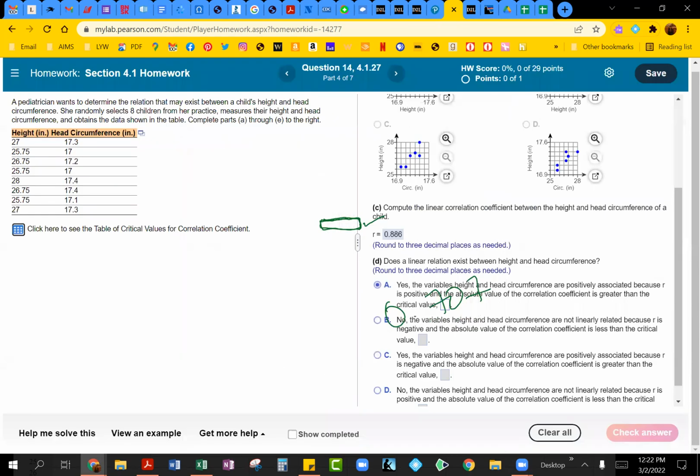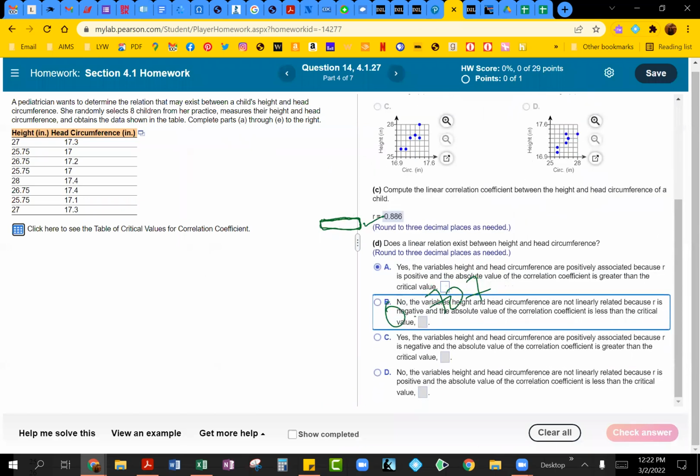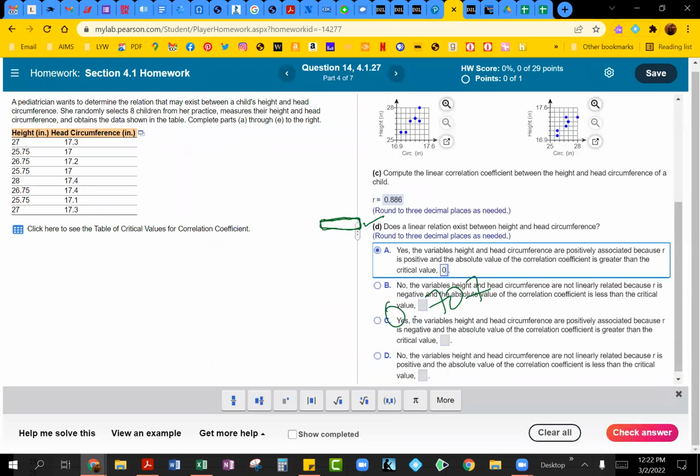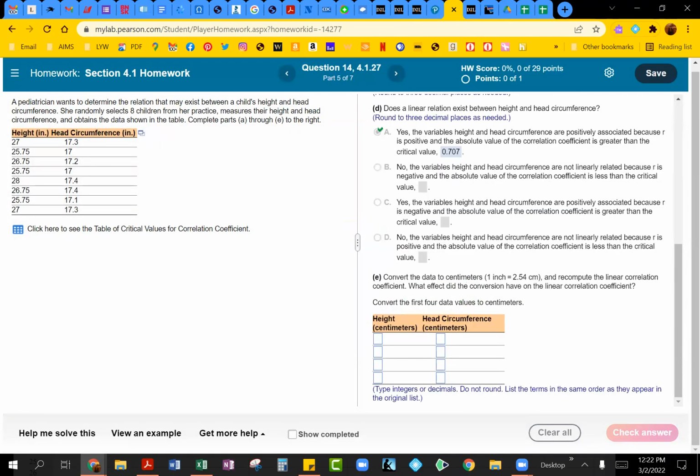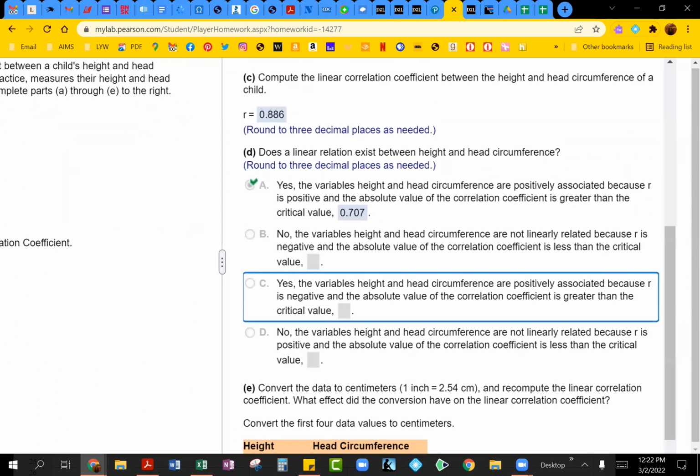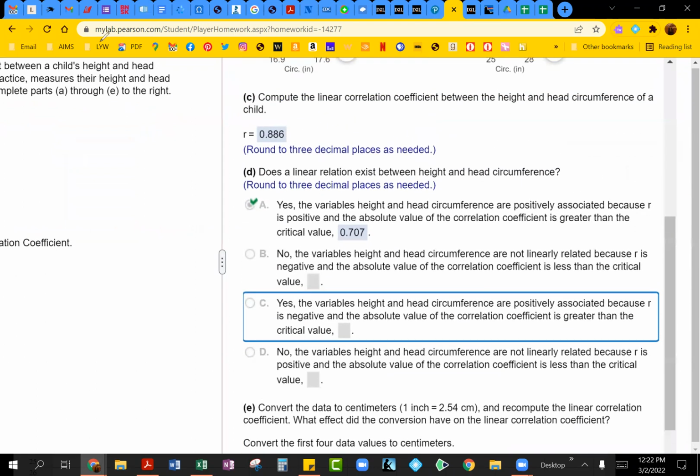Okay, so let's go ahead and close this. 0.707. What this is basically saying is that if your R value is positive and the absolute value of the correlation coefficient is greater than your critical value, so of course you can see 0.886 is going to be greater than 0.707. So again, we're talking about that positive correlation between the height and the head circumference.